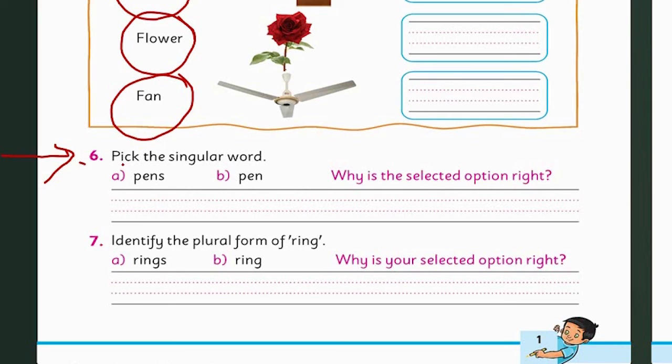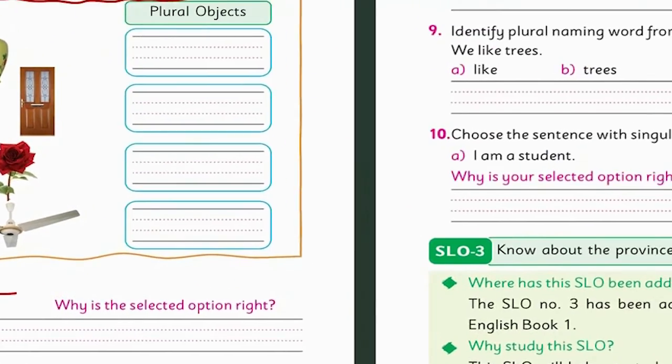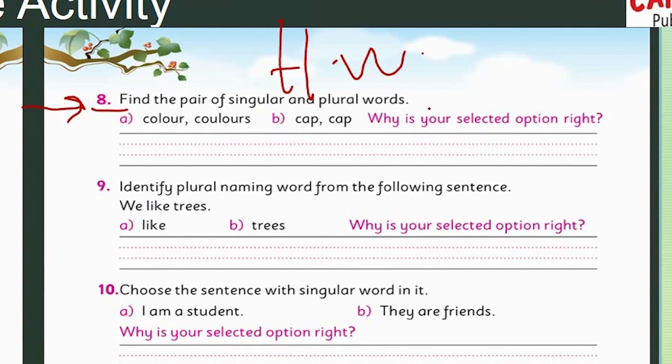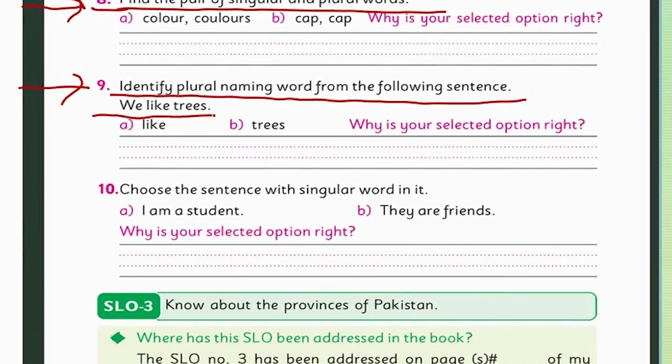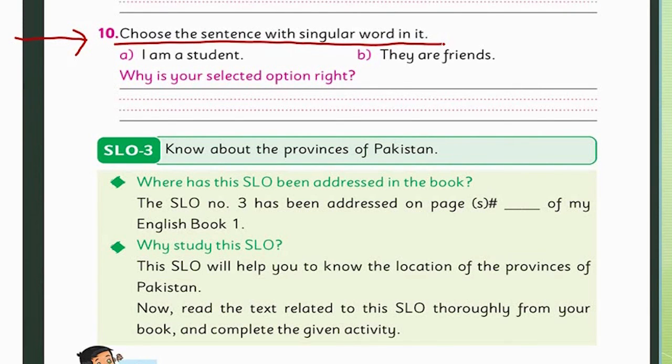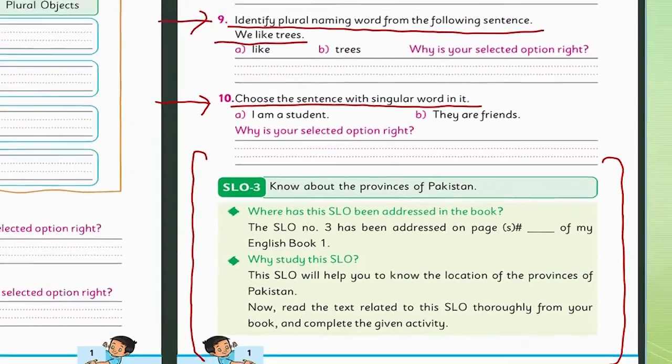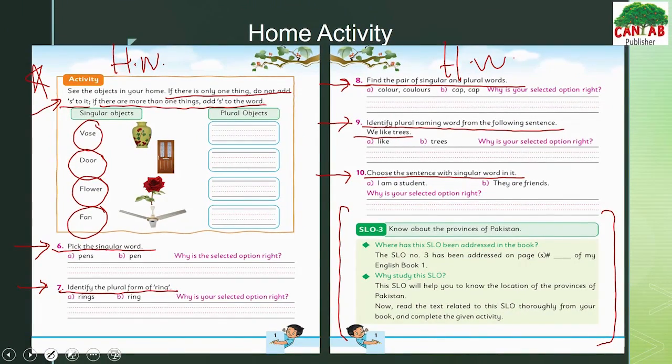Pick the singular word. Identify the plural form of ring. Find the pair of singular and plural words. Identify plural meaning words from the following sentence. Choose the sentence with singular word in it. This part of the page is for next lesson. So you can leave this for now and try to attempt these activity questions all by yourself. You can go over the video as many times as you want to understand and recognize the concept, and you have to attempt these pages all by yourself.